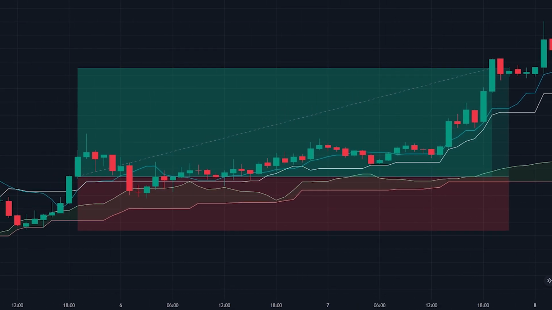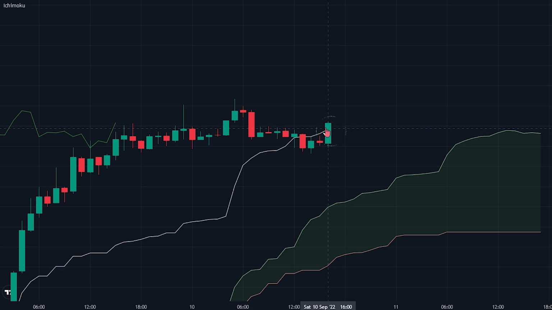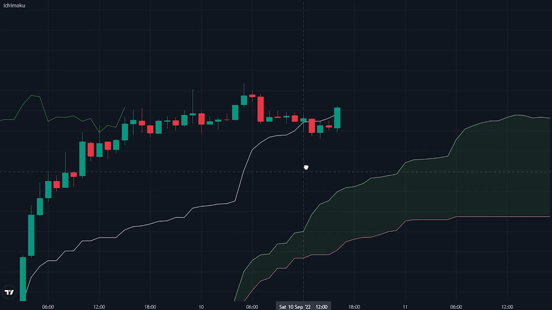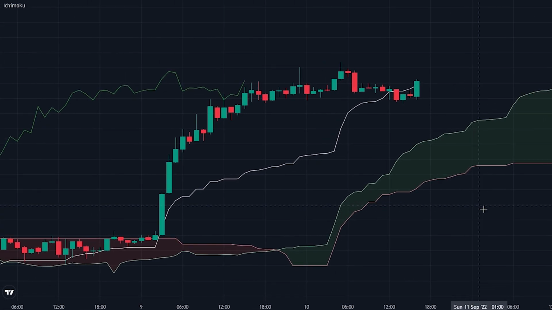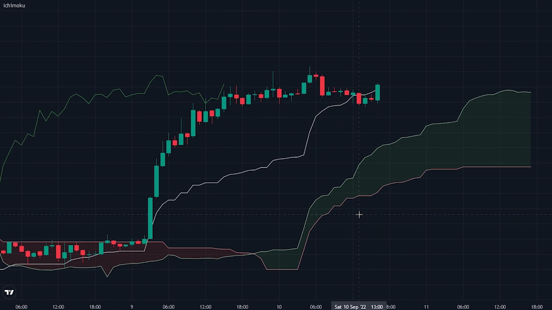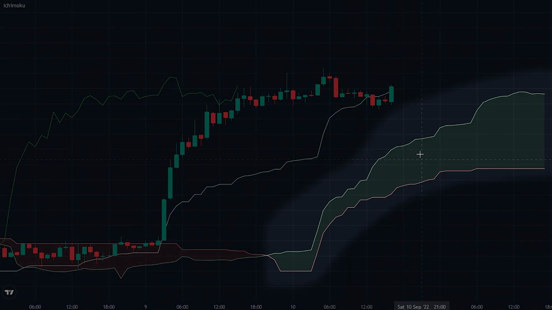For the next entry, let's disable the conversion line and enable the lagging span. Here we see that the price has crossed above the baseline, which shows us that there is a bullish midterm trend. However, to confirm this signal, we will check the other components of the indicator. This way we can verify the strength of the signal, because we don't want to enter into positions based on weak signals. Here we see that the Ichimoku Cloud is green and thick, indicating that the trend is strong.